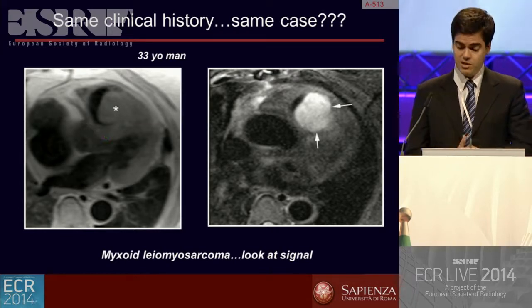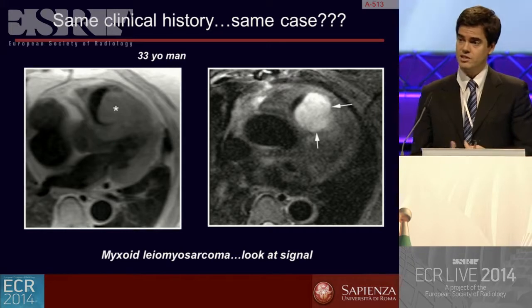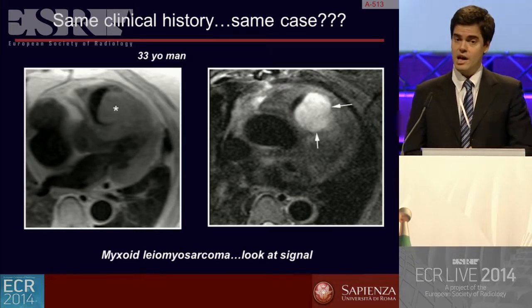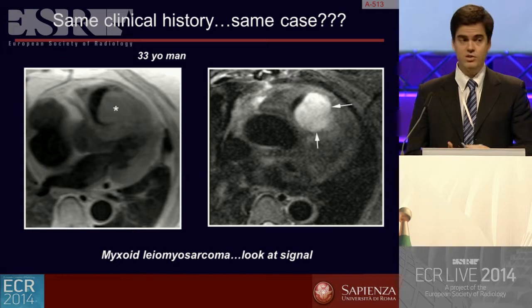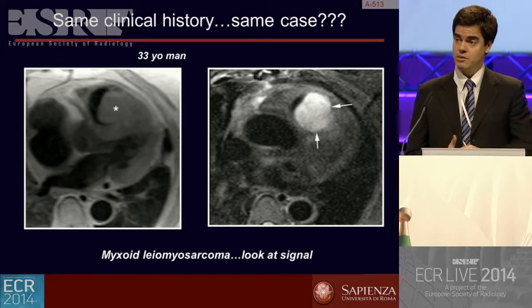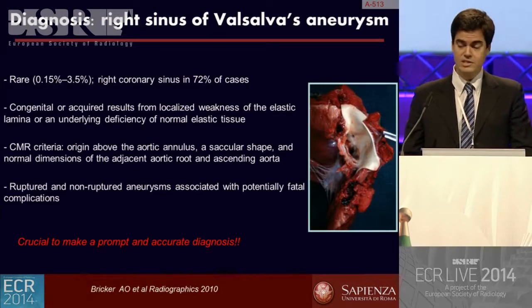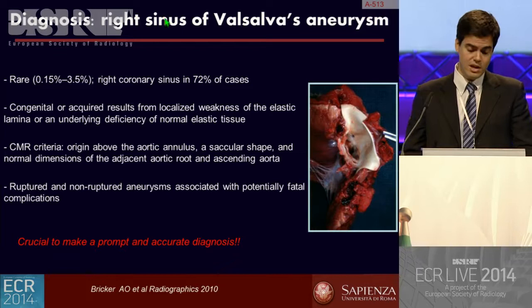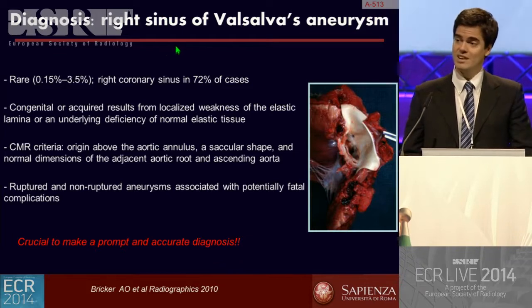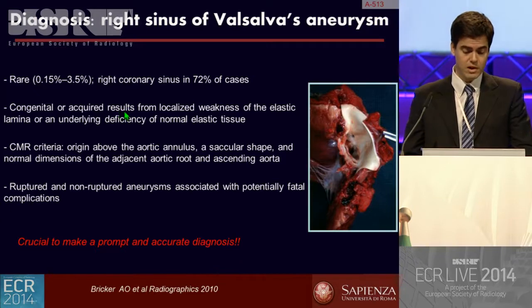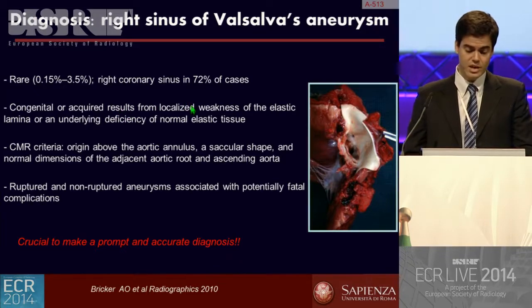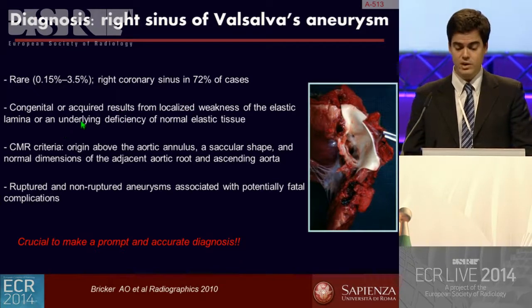Look at the signal, because myxoid component in T2 has a high signal intensity. Look at the cine, how we did before, because when you see the flow of protons within the ascending aorta, you will immediately realize that there is a communication. So the right sinus of Valsalva aneurysms are not that rare, mostly because it's a frequent clinical request to cardiac MR. They are congenital or acquired, deriving from localized weakness of the elastic lamina and or an underlying deficiency of the normal elastic tissue.